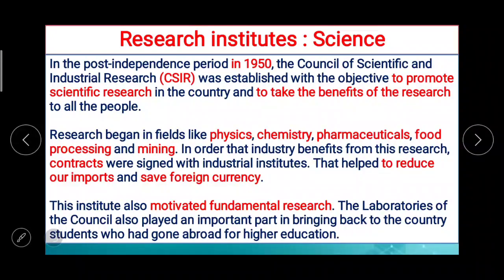In the post-independence period, in 1950, the Council of Scientific and Industrial Research, that is CSIR, was established with the objective to promote scientific research in the country and to take the benefits of the research to all the people. It means the first thing is to promote scientific research, and the second is that it should be beneficial for the common people.